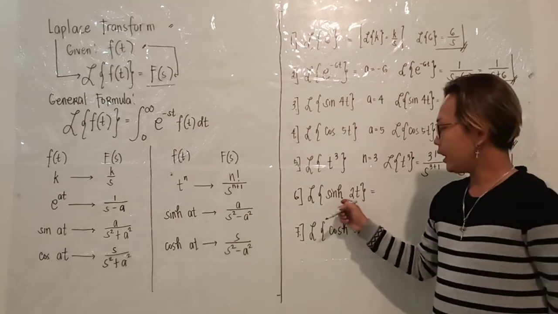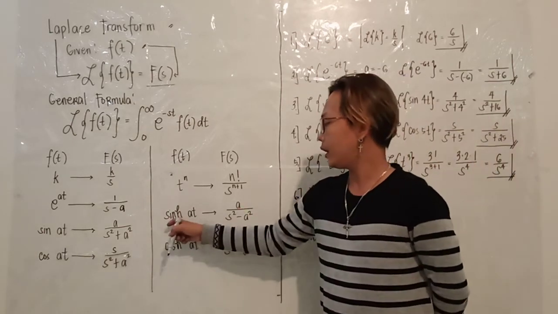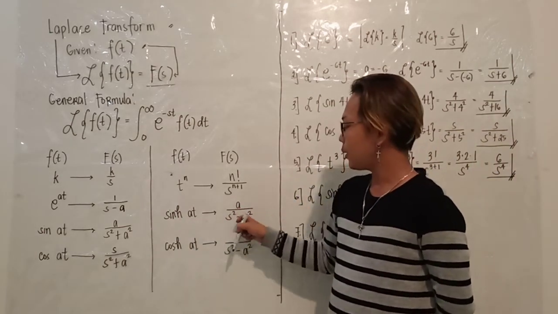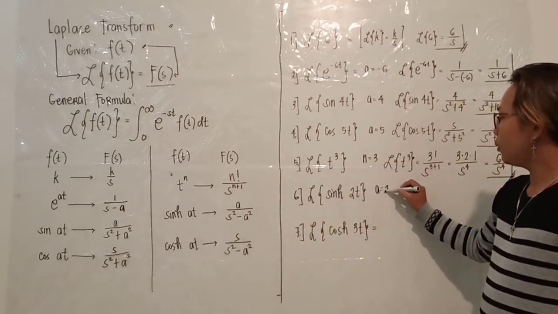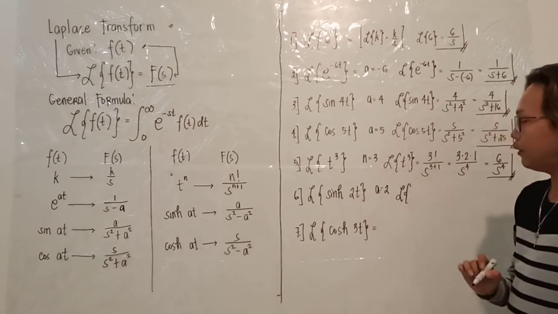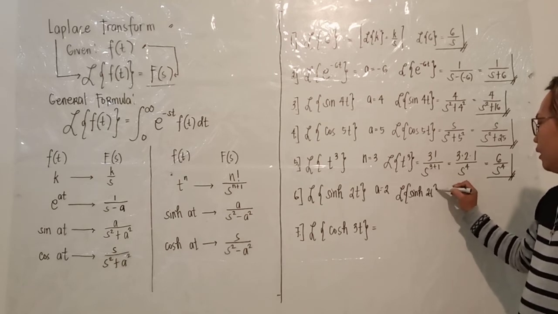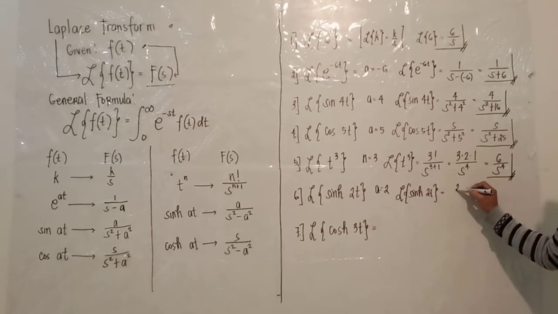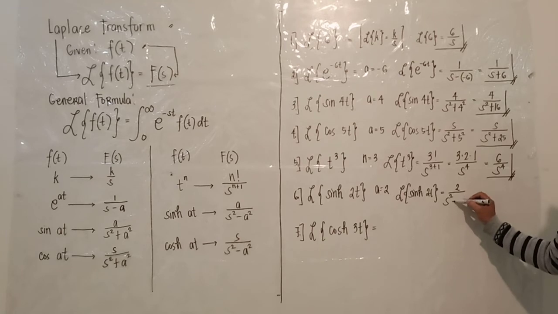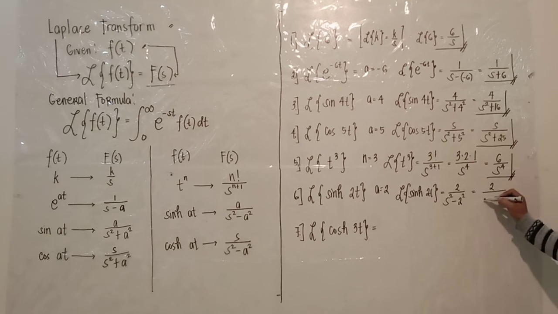Next, number 6 is about hyperbolic sine of 2t. This falls under the hyperbolic sine of at, which is a over s squared minus a squared. Identify the value of a, that is 2. So the Laplace transform of hyperbolic sine of 2t is simply a, which is 2 over s squared minus 2 squared. So that is 2 over s squared minus 4.